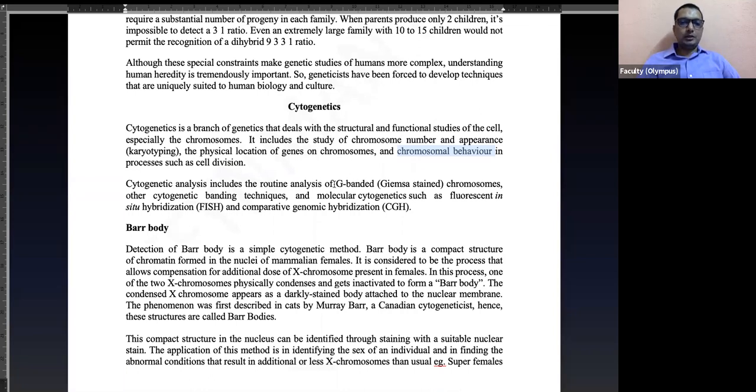karyotyping, and especially we'll talk about Giemsa stained or G-banded chromosomes. Giemsa is the name of a stain. Stain in a very general sense is color. You want to color the chromosomes, otherwise chromosomes cannot be easily visible. They don't have any specific feature that we can see. So we have to color them, we have to paint them so that they can appear with a specific banding pattern.